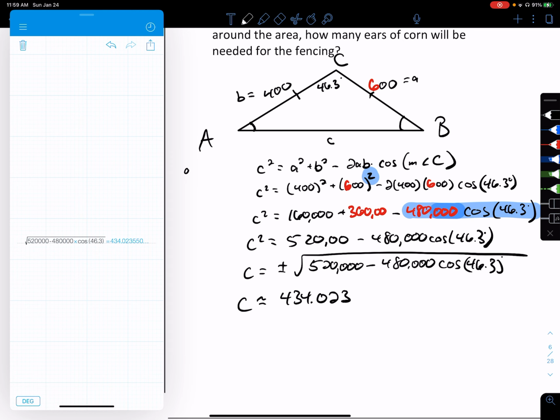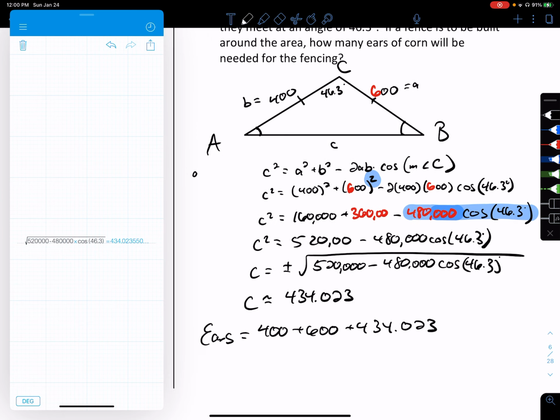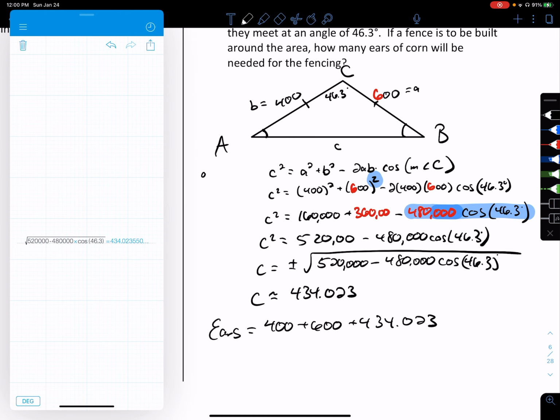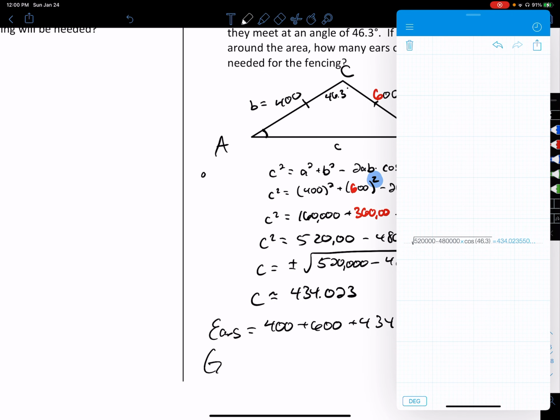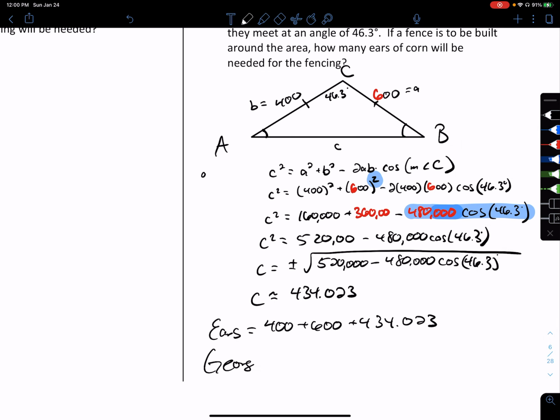The question says, how many ears of corn does he need? Well, the ears that he needs is the 400 he starts with and the 600 that he starts with, and then the unknown side, which is 434.023. It'd probably be fine to round that to the nearest ear of corn. George needs 1,434.023. That's what that sums to. Ears of corn.